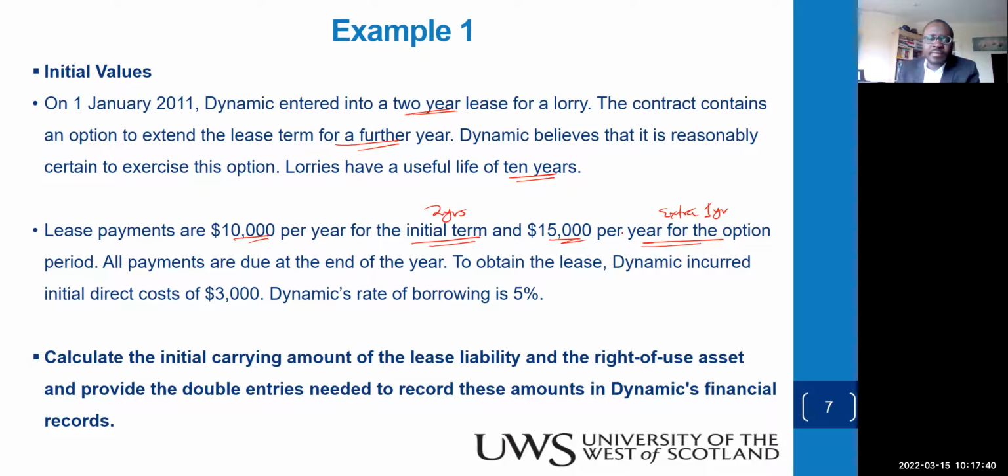All payments are due at the end, so we have to accrue whatever interest on it. To obtain the lease, Dynamic incurred initial direct costs. We include it as part of the cost of capitalization. The borrowing rate is 5%. It means we now have to discount the future payments to the present value. We'll discount the first 2 years, and the third year we'll discount separately. Let's calculate the initial carrying amount of the lease and the right of use asset and provide these double entries in the financial statements of Dynamic Limited.